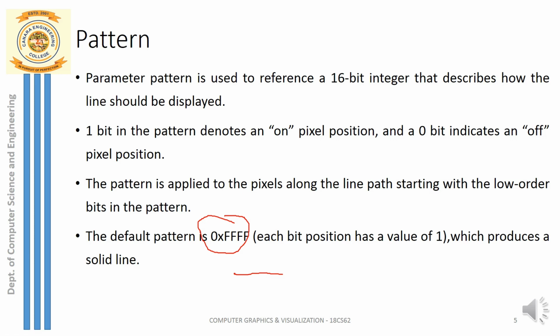Here you can see this continuous solid line represents the bit pattern 1, and all 16 bits are 1. So there is no off or gap in between, no discontinuity. It is a continuous solid line. The repeat factor by default will always be 1, which means no repetition. Whatever bit you are taking will be drawn.